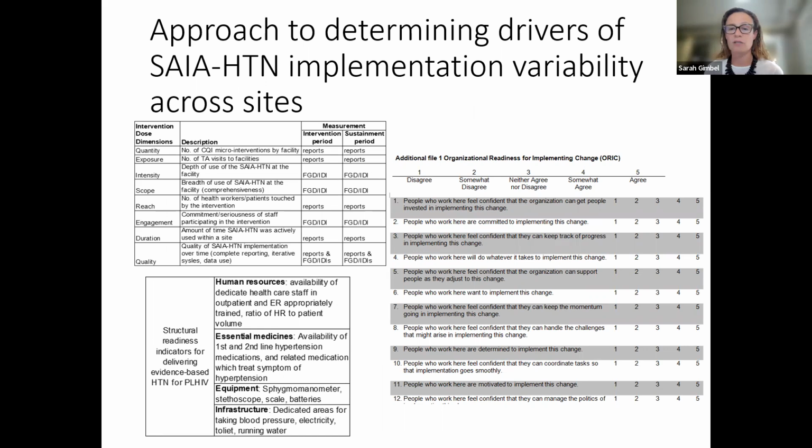The top left is a guide to measure implementation fidelity through dose, including not just the quantity of the intervention delivered, but also the quality provided. On the bottom left, you can see a shortened version of a health facility assessment, which we track in all sites annually to understand and measure the structural readiness of study sites. Finally, on the right, we're also using the Organizational Readiness for Implementing Change from Bryan Weiner, generally administered to health facility staff within the first 3 months of beginning the SIA hypertension to determine their readiness to implement this new implementation strategy.